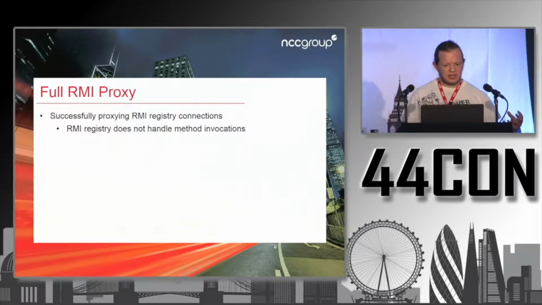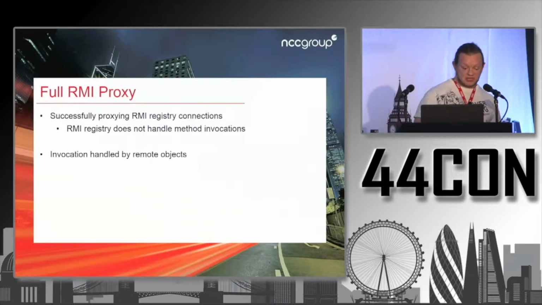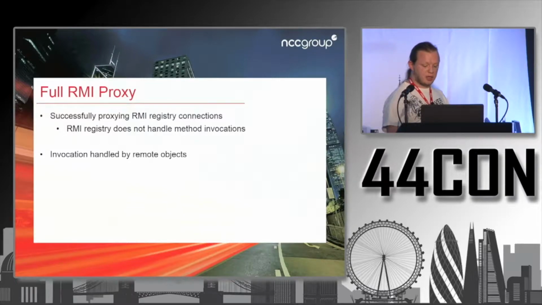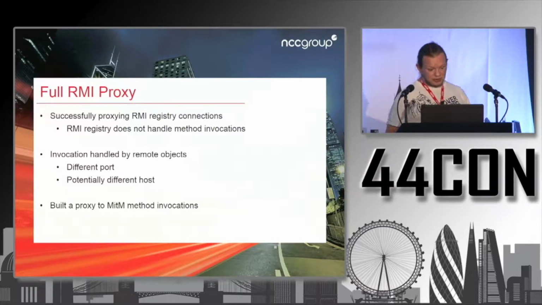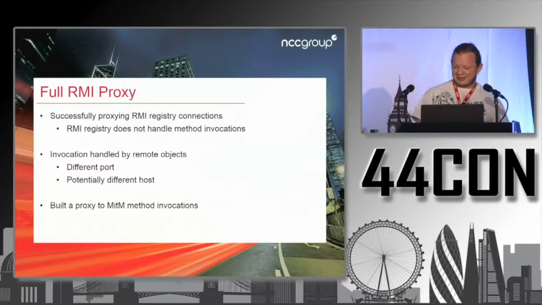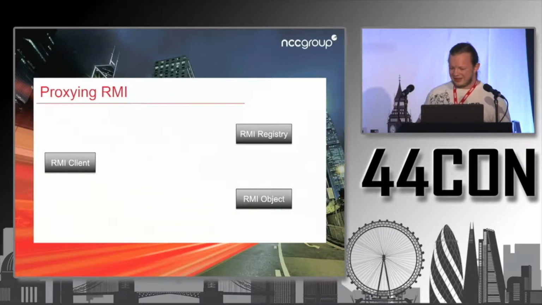I wanted those method invocations to go through my proxy so that I could, for example, fuzz the protocol, or even extract data, whatever. I just wanted to play around with the traffic. Like I said, the invocation's handled by the actual remote objects rather than the registry service, which can sit on a different port that's potentially on a different host. So I built a proxy to man-in-the-middle remote method invocations, and it was a bit fiddly and a nightmare to put together and get working nicely.